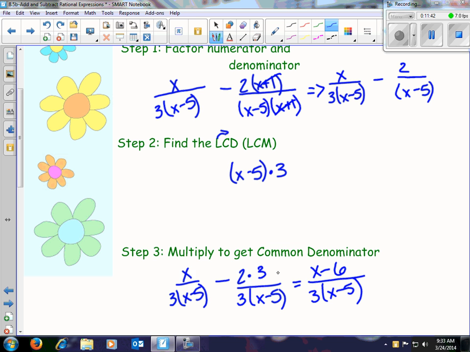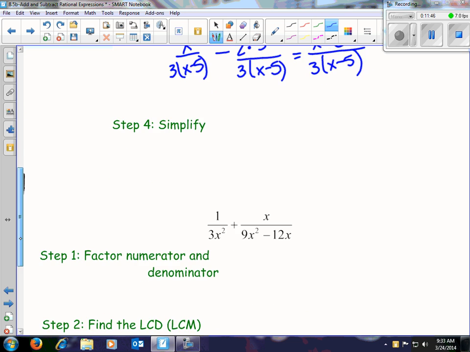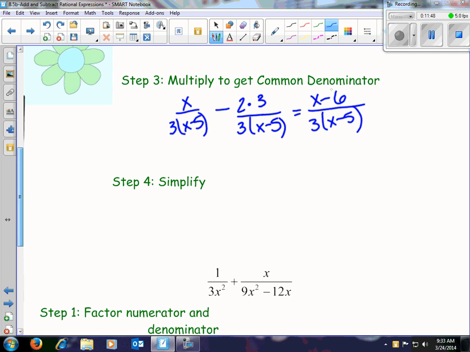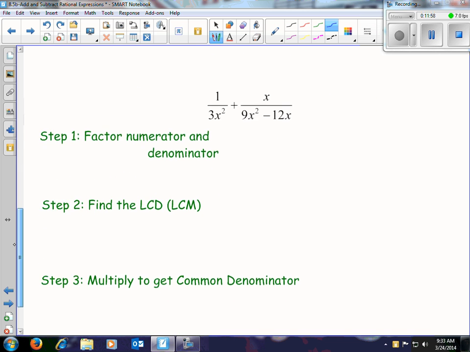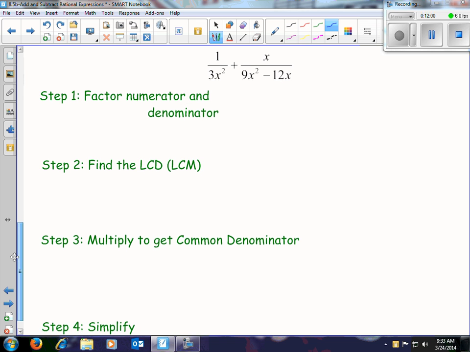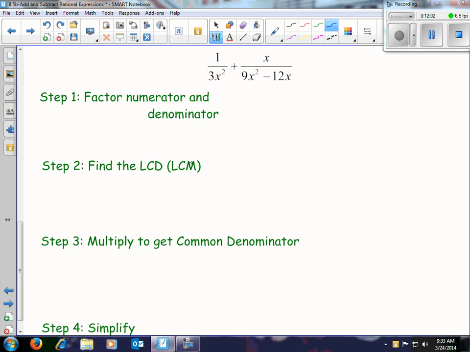And then I'm done. Now, there's one more, and I want you to do that on your own. Sorry, my step 4 was to simplify, which was right here. So this I should have written down here. But I want you to do this problem in the same format. I want you to factor the numerator and denominator, find the least common denominator and least common multiple, multiply by the common denominator, and simplify.